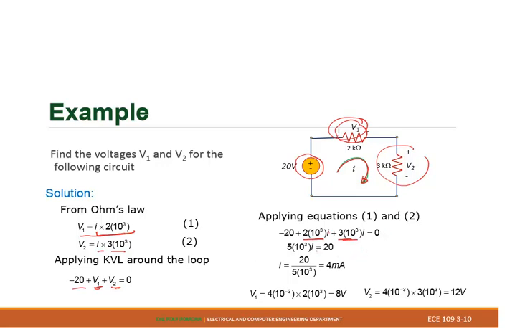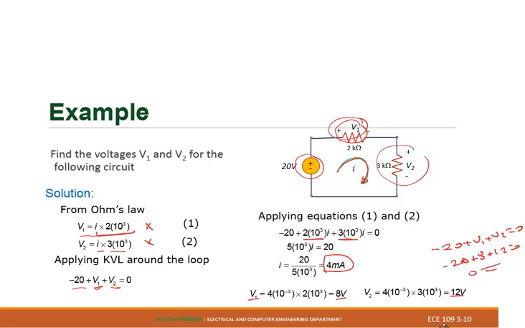We have only one unknown, I, so we can find I first. If we know the I, then it's easy, using this equation and this equation here, we can find V1 and V2. That's why V1 will be equal to 8 volts, V2 will be equal to 12 volts. So basically negative 20 plus V1 plus V2 equals 0. So here we have negative 20 plus 8 plus 12 equals 0, which equals 0.